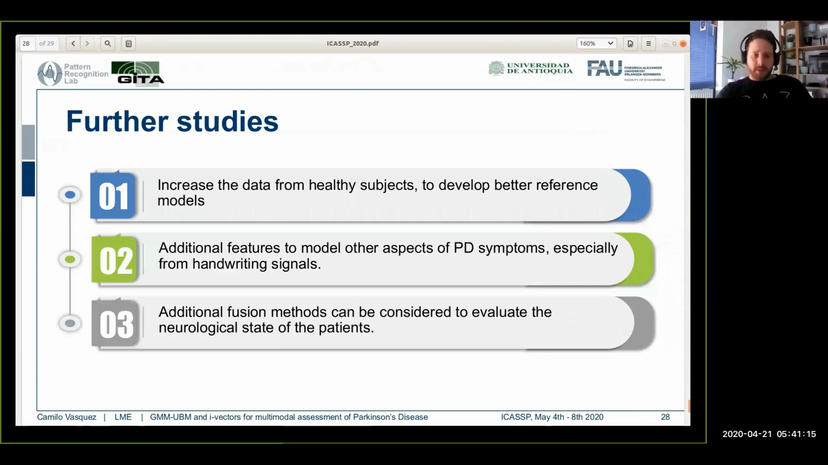Regarding future experiments, we believe that better results could be obtained if more training data from healthy subjects is available, so we can create better reference models, especially from handwriting and gait. Further studies will consider as well additional features to model other aspects of Parkinson's symptoms, especially from handwriting. At the same time, additional fusion methods can be considered to evaluate the neurological state of the patient.